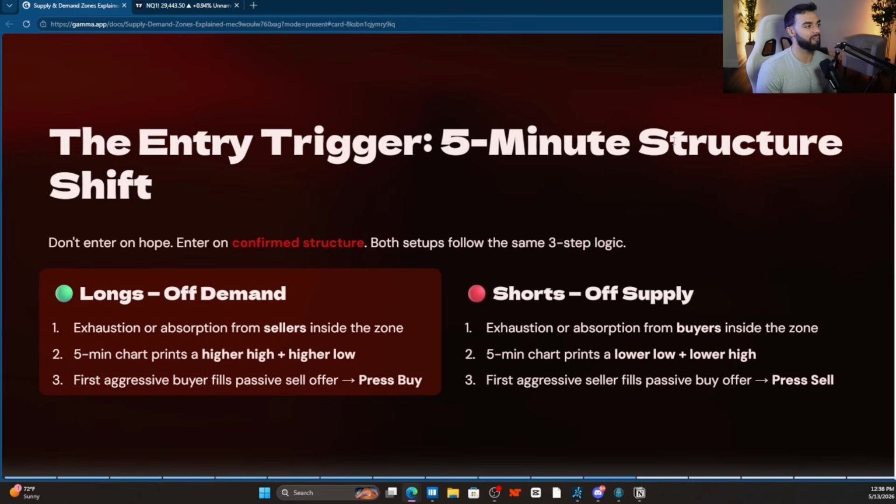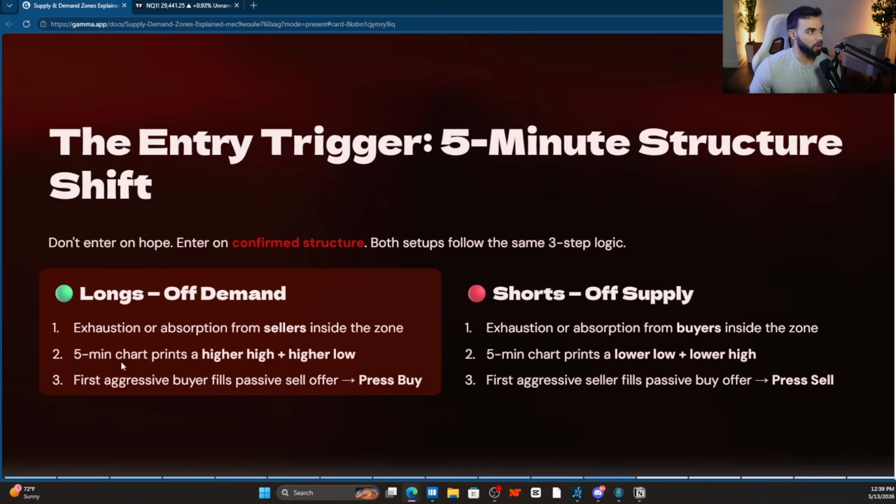The next thing is the entry trigger. This is the 5-minute structure shift that I talked about. You're not going to enter off hope. You're going to wait for exhaustion, wait for absorption, and wait for an aggressive follow through. But if you want your win rate to be significant, especially if you're trading prop firms, wait for the 5-minute structure shift. You'll take fewer trades, but you'll win the majority of them.